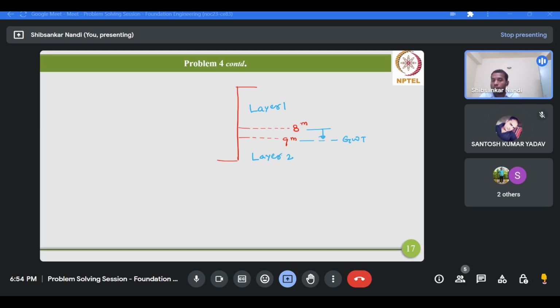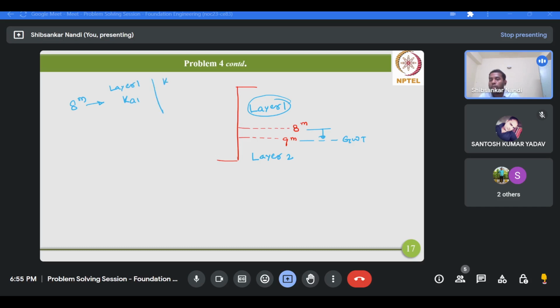Your layer 2 starts from 8 meter, because the groundwater table location and the interface between layer 1 and layer 2 are not at the same level. You are having the interface at 8 meter level, however you are having the groundwater table location at 9 meter level. Now up to 8 meter, when you calculate the passive earth pressure for layer 1, because at 8 meter level you will be having two pressures, one for layer 1, another one for layer 2. So when you calculate it for layer 1, then you will consider K1.